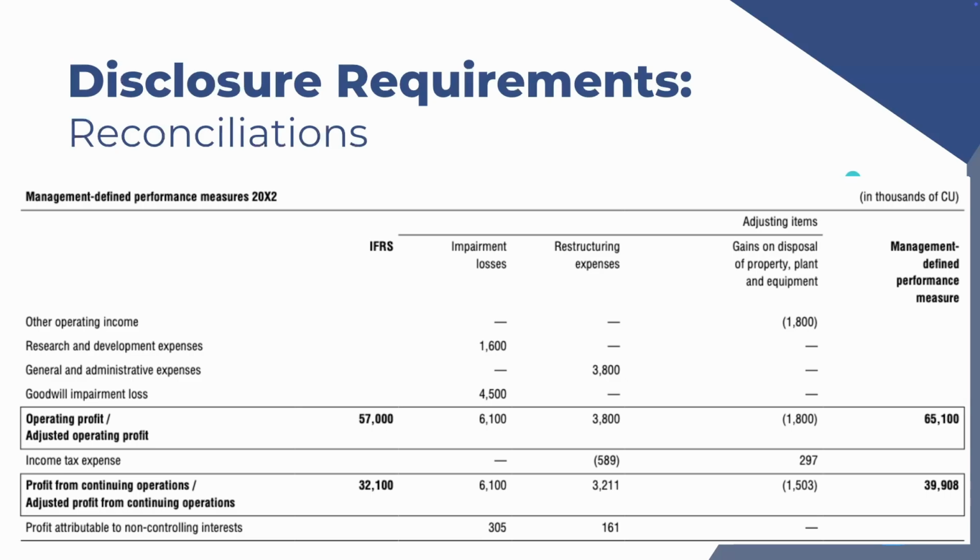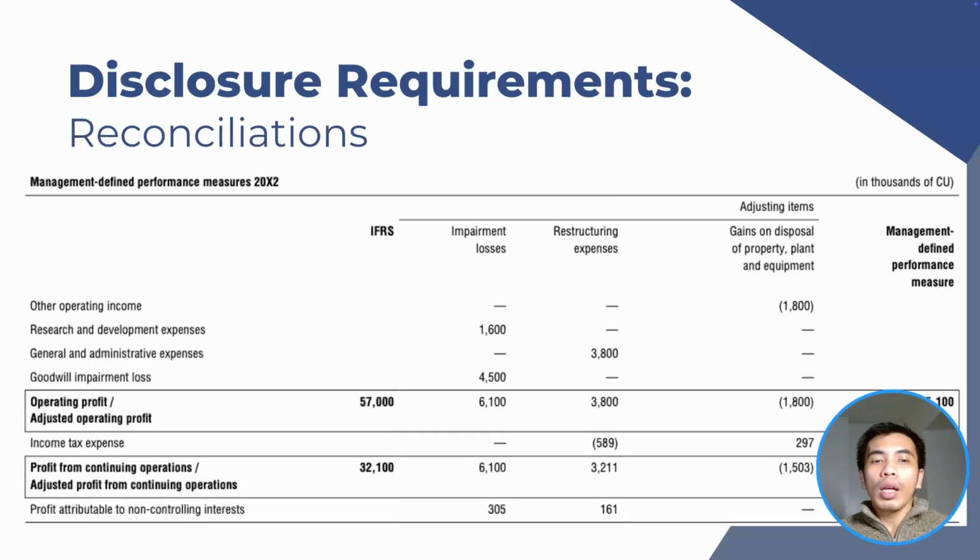Another thing that companies need to disclose in this reconciliation is the income tax effects of each adjustment and the non-controlling interest impact of each adjustment. The reason is that they don't really need to disclose the totals, the total income tax expense impact or total NCI impact, unless it is the MPM itself. The IASB, the standard setters, wanted the users of the financial statements to have an option on how to use the MPM to compute for the measures themselves.